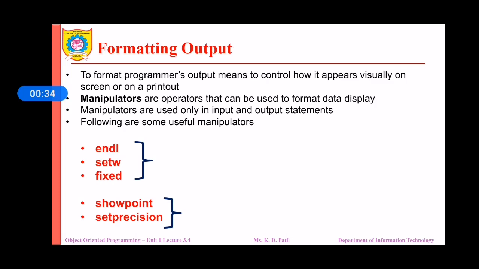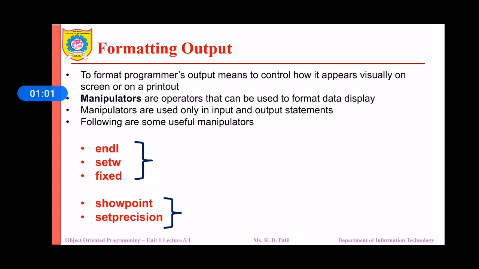To format the programmer's output means to control how it appears visually on your output screen or on a printout. Manipulators are operators that can be used to format the data display. Manipulators are used only in the input and output statements. That means in our C++ program, manipulators can be used only in cin and cout statements.